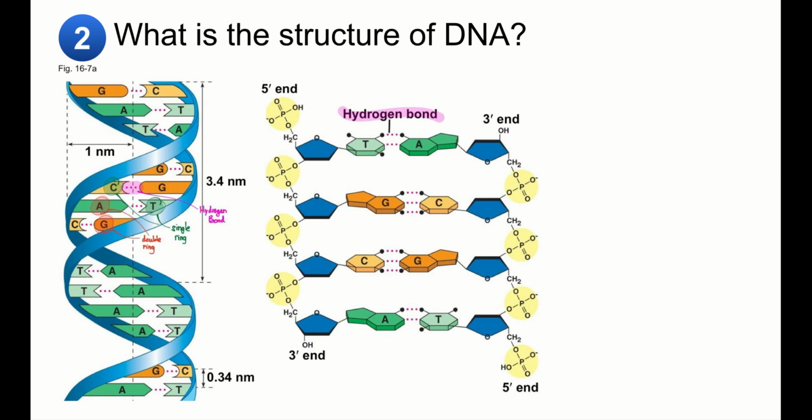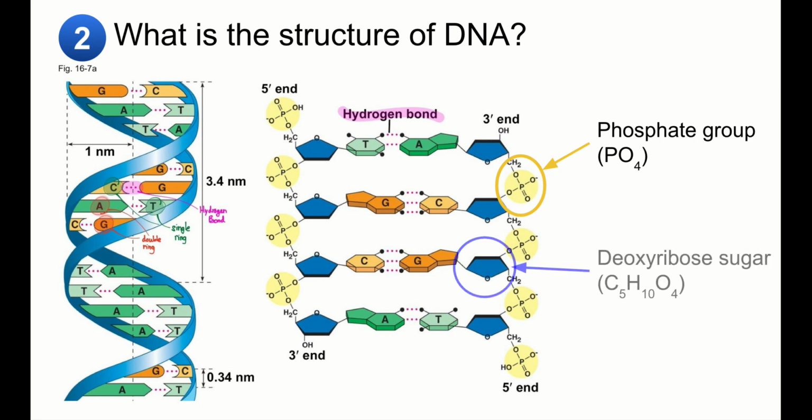The sides of the ladder, the sides of DNA, are made up of alternating phosphate groups, these yellow things, and deoxyribose sugars, these blue pentagons. We're going to talk about each. So the phosphate group, this yellow piece that I'm circling, is made of one phosphorus atom and four oxygen atoms. That's what PO4 means. One phosphorus atom, four oxygen atoms. Deoxyribose sugars, these blue pentagons, are made of five carbon atoms, 10 hydrogen atoms, and four oxygen atoms.